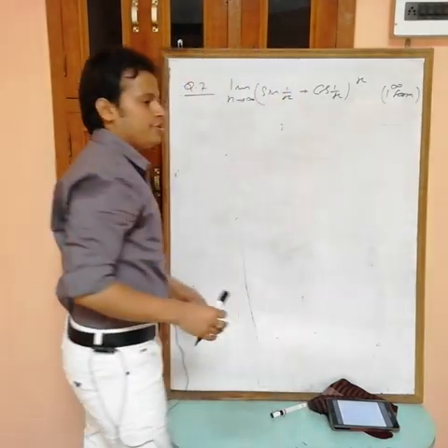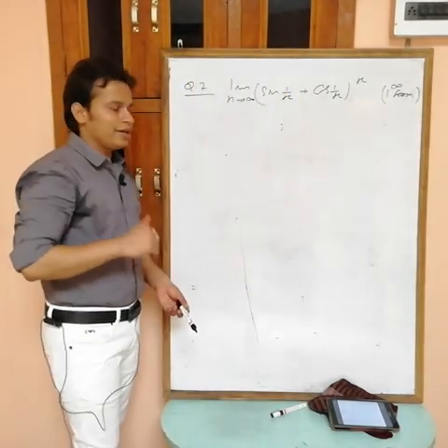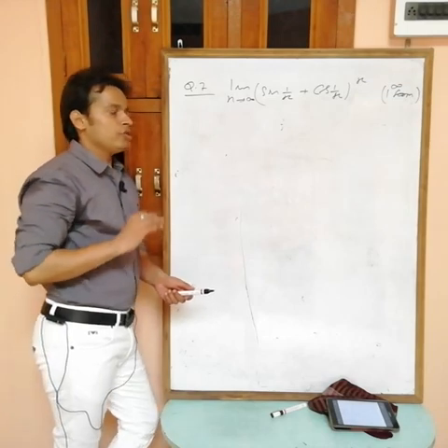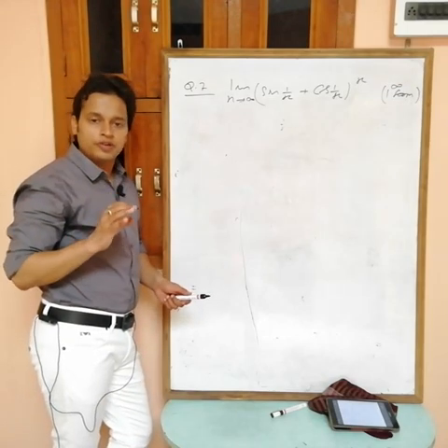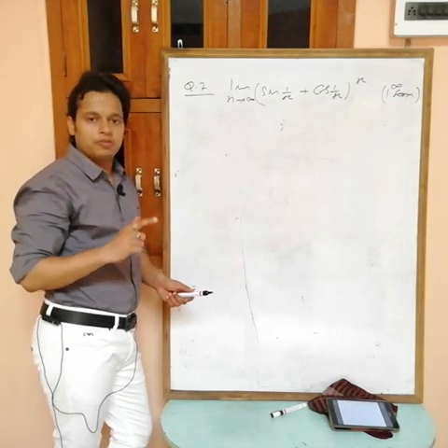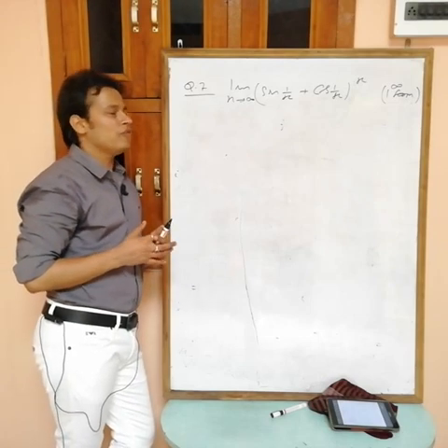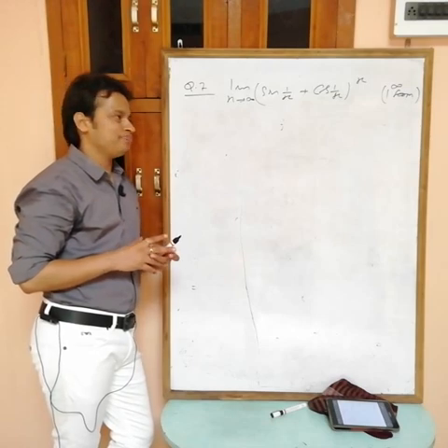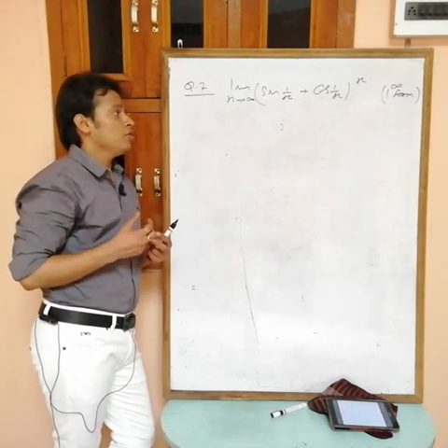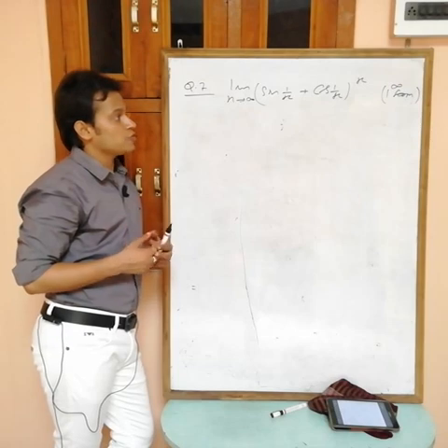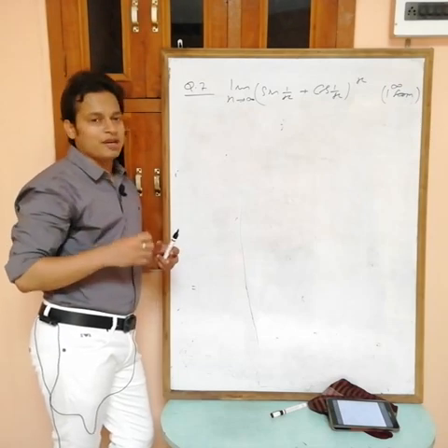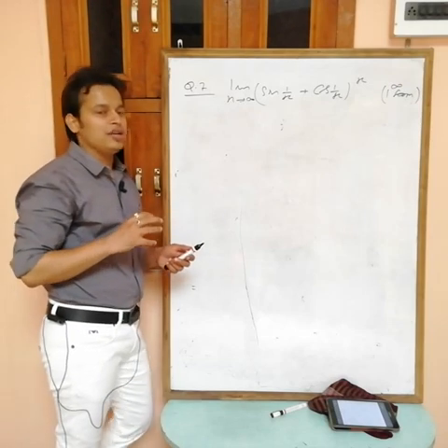So you can use the formula, but one minute. I can first simplify this one. If you use the formula directly, obviously you will get the same answer. But see, here I don't like the 1 by x form. At the place of 1 by x I want x, and also x is tending to infinity.